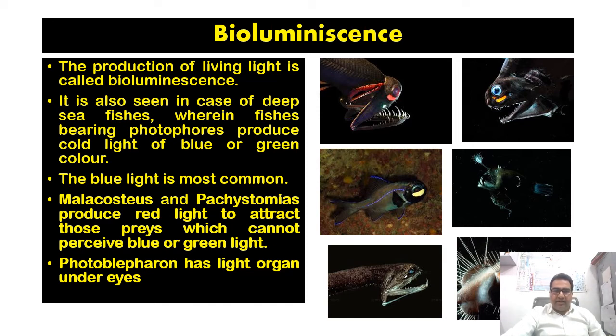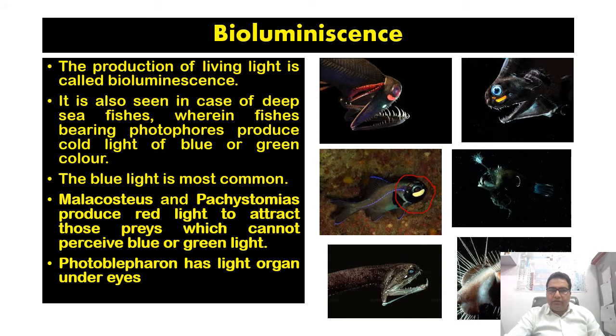Mostly these fishes produce cold light, either in the form of blue color or green color, and mostly it is the blue color which is commonly emitted. But Malacosteus and Pachystomias produce red light to attract certain prey. And we have Photoblepharon, which, as you see here, has the light organ under the eyes.